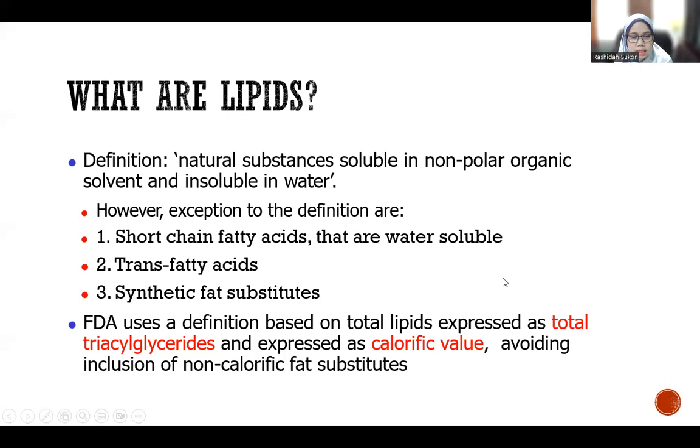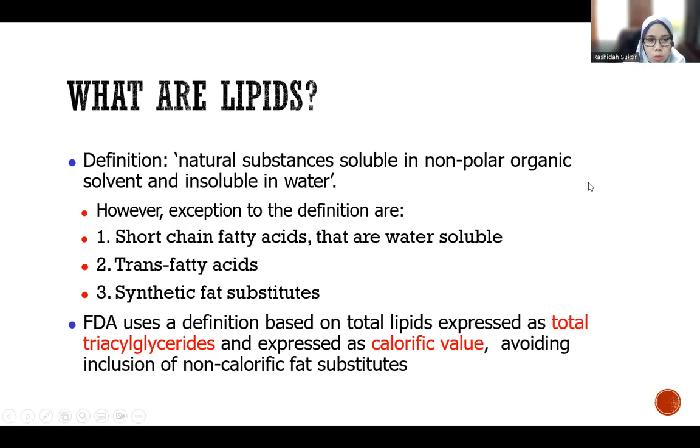Okay, so what are lipids? When we say lipids, the definition is a natural substance. So you see that all or mostly living organisms, either for food or non-food, naturally consist of lipids in the body, or in naturally occurring food we will have lipid storage, for example. So lipid is non-soluble in water because of the nature of the lipid. When it is not soluble in water, it will be soluble in non-polar organic solvent.